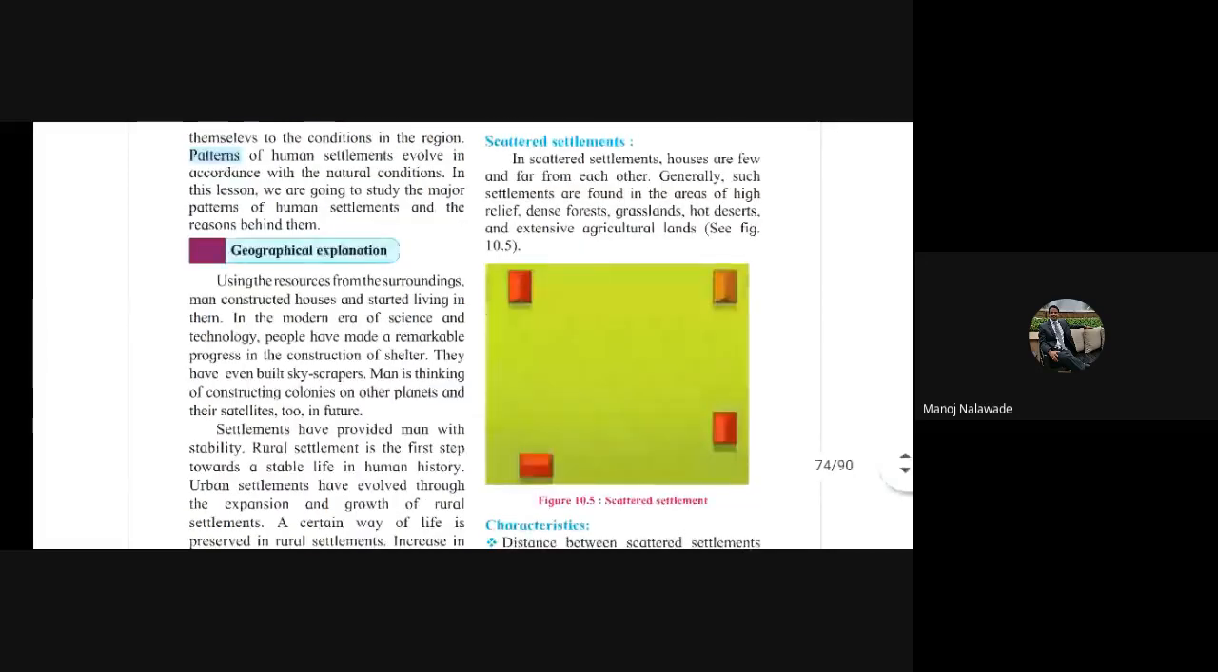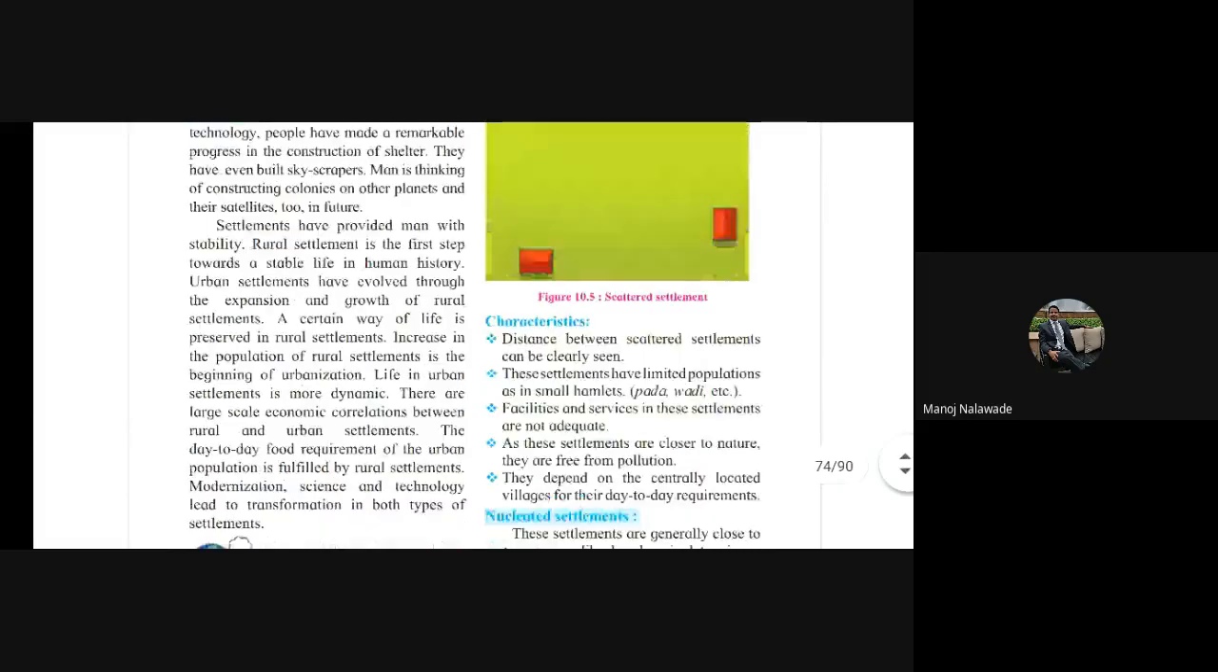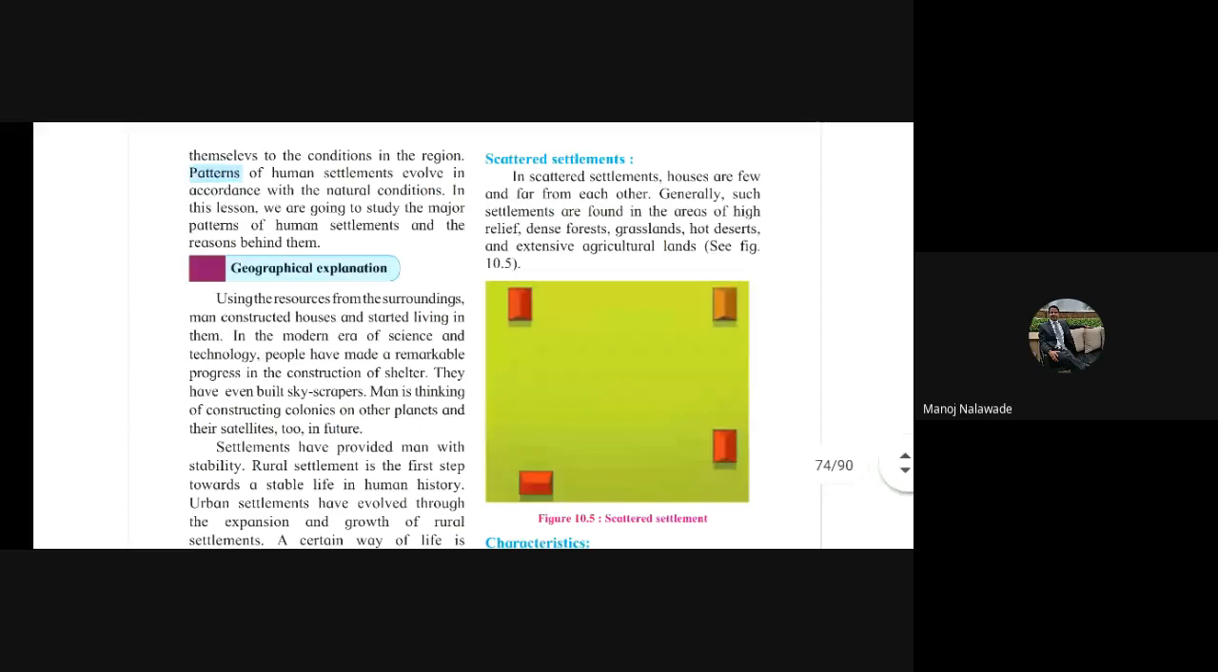And if they need some grocery or other facilities, they go to the village, from their farmhouse to their village. So this is nothing but scattered settlements. Do you understand what a scattered settlement actually is? Just take the example of your village and people living in the farm.